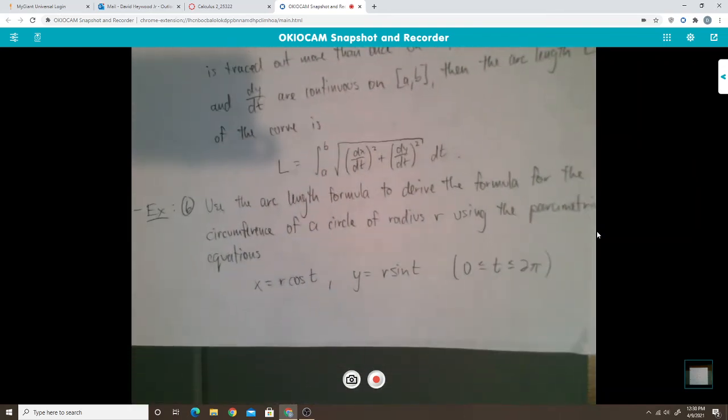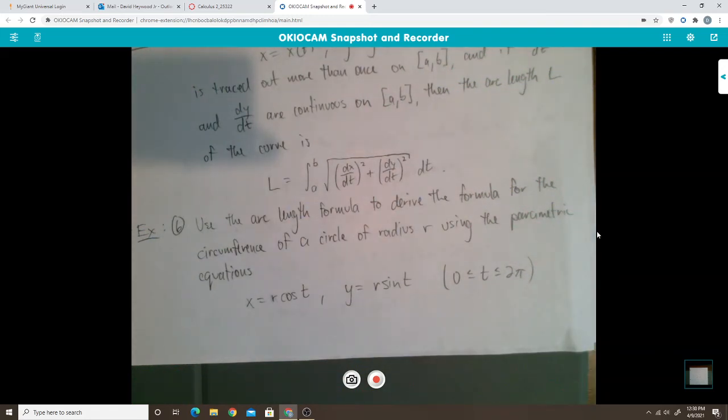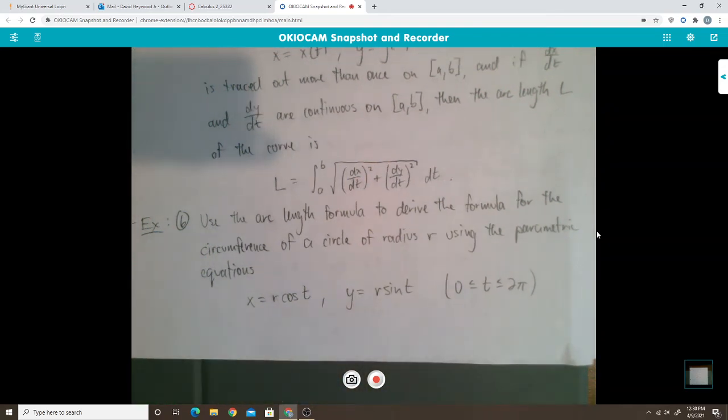So let's practice applying it, and this is our last example. It says, use the arc length formula to derive the formula for the circumference of a circle of radius r using the parametric equations here. Okay, so let's do it.